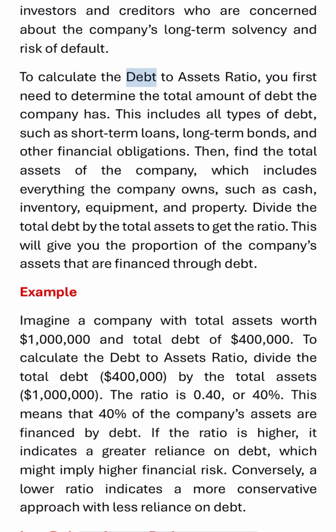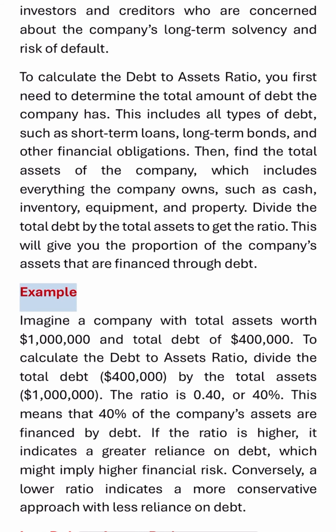To calculate the debt-to-assets ratio, you first need to determine the total amount of debt the company has. This includes all types of debt, such as short-term loans, long-term bonds, and other financial obligations. Then, find the total assets of the company, which includes everything the company owns, such as cash, inventory, equipment, and property. Divide the total debt by the total assets to get the ratio. This will give you the proportion of the company's assets that are financed through debt.